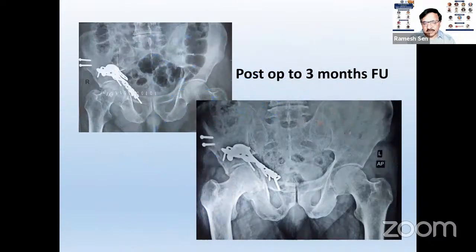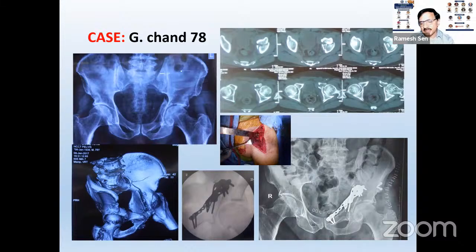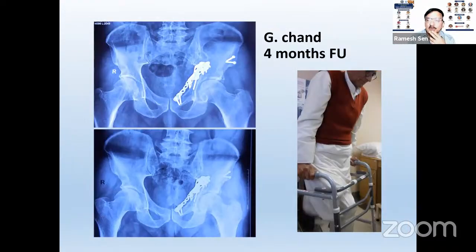Another case, a 78 year old man. Again, it goes through the same phenomena: reduction, stabilization, and fixation in this kind of situation. And you are able to mobilize this patient at an earlier time.